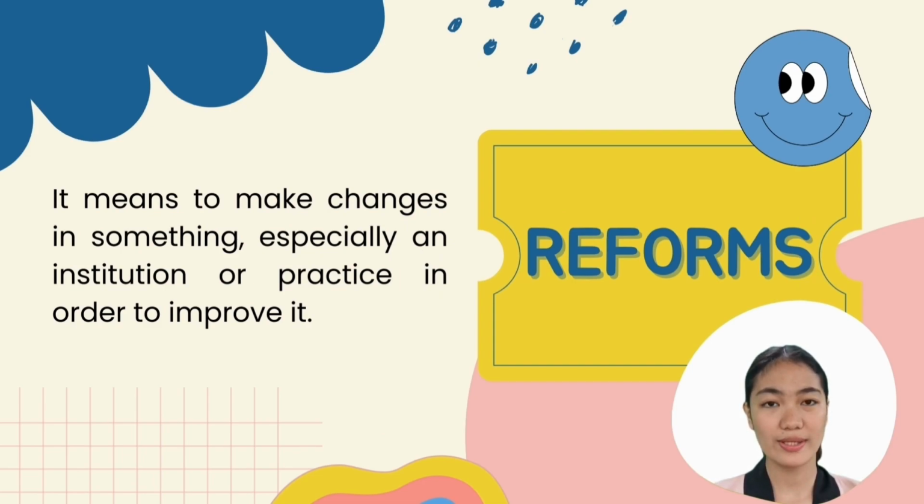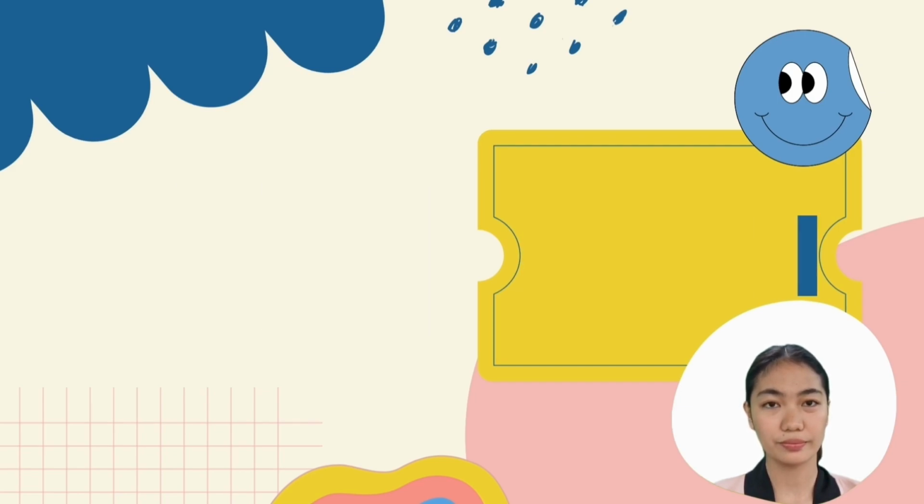But first, let us know what a reform is. It means to make changes in something, especially an institution or practice, in order to improve it. These are the defects or errors that an institution changes or improves for the better.